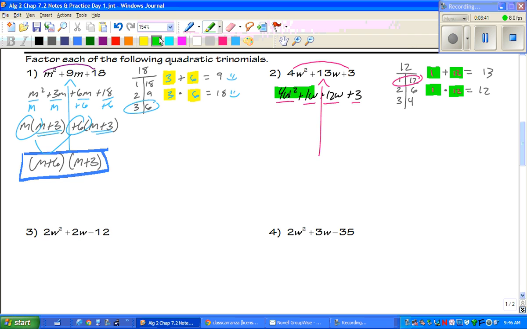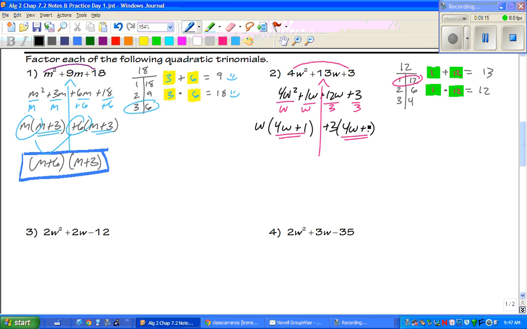Okay, we're going to take the GCF of the front and then of the back. So the front is just a w, and the GCF comes out front, and we're left with 4w plus 1. In the back, we can pull out a 3. So the positive 3, and we're left with 4w plus 1.